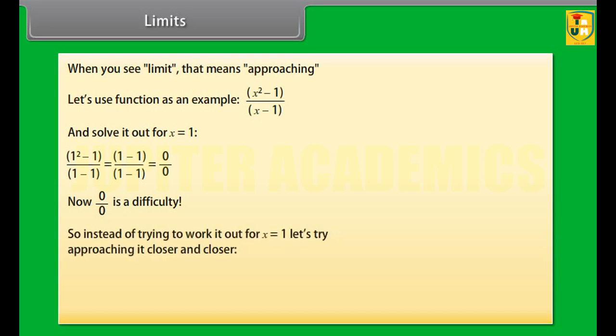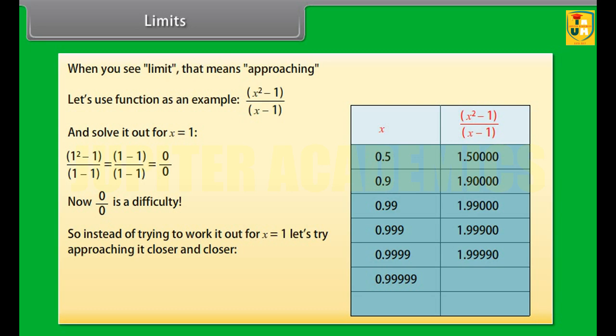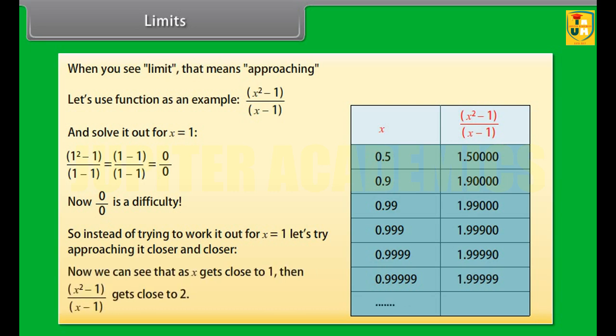So, instead of trying to work it out for x is equal to 1, let's try approaching it closer and closer. For x is equal to 0.5, the value of the function is 1.50000. For x is equal to 0.9, the value is 1.90000. For x is equal to 0.99, the value is 1.99000. For x is equal to 0.999, the value is 1.99900. For x is equal to 0.9999, the value is 1.99990. For x is equal to 0.99999, the value is 1.99999.